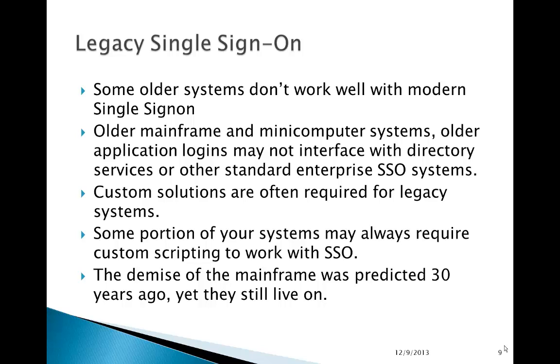Now, legacy single sign-on. We all have, if our organization's been around for more than a decade or two, some older systems that don't work well with modern sorts of single sign-on. Older mainframe and minicomputer systems, certain types of applications, etc., may not interface with directory services or with other standard enterprise single sign-on systems. Custom solutions are often required for these systems, or some very clever, very specialized vendor software. Some portion of your systems may always require custom scripting to work with single sign-on.